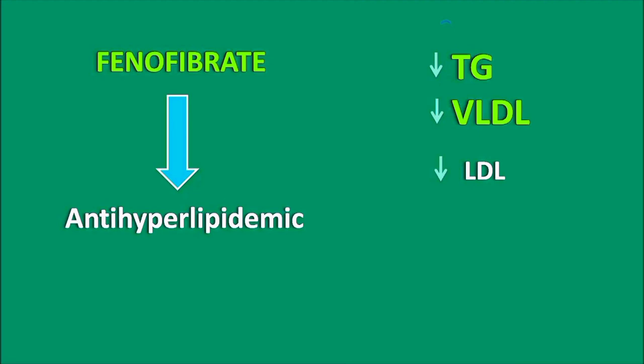So this drug can be used in type 2B dyslipidemia, which is associated with increased levels of both LDL as well as VLDL. Otherwise, this drug can be given in the other types of dyslipidemias like types 3, 4, 5, which are observed with increased levels of the triglycerides. So today in this video, let us see how this drug acts as an anti-hyperlipidemic agent.